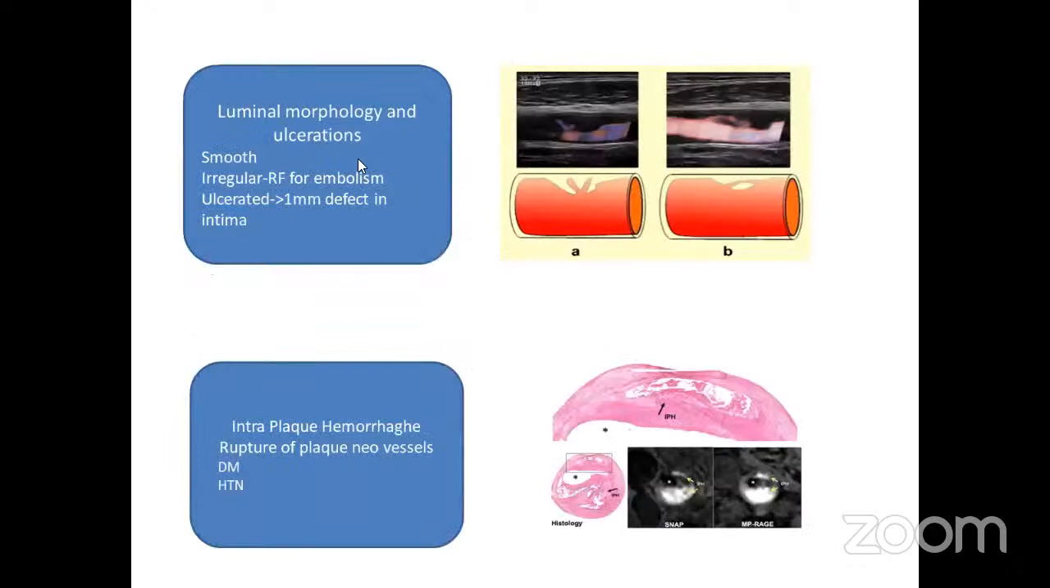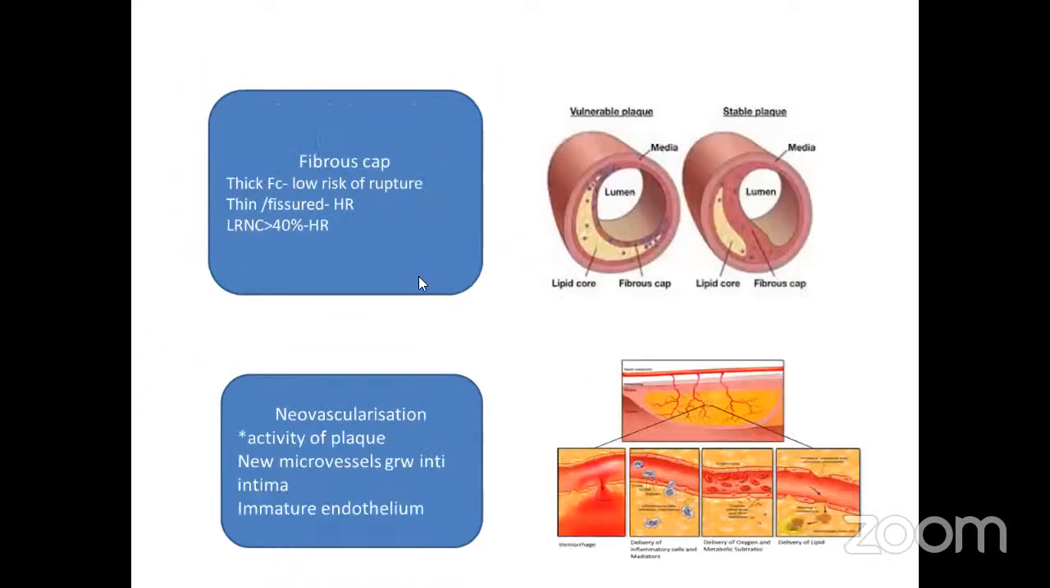Regarding luminal morphology and ulceration, the wall can be smooth or irregular, which is a risk factor for embolism, and can be ulcerated, meaning more than a 1 mm defect in the intima. Intraplaque hemorrhage can be from rupture of plaque neovessels, and diabetes and hypertension can precipitate this rupture. The fibrous cap can be thick or thin, and a thin and fissured fibrous cap is a high risk for rupture. A lipid-rich necrotic core of more than 40% of the plaque is also a high risk for rupture.